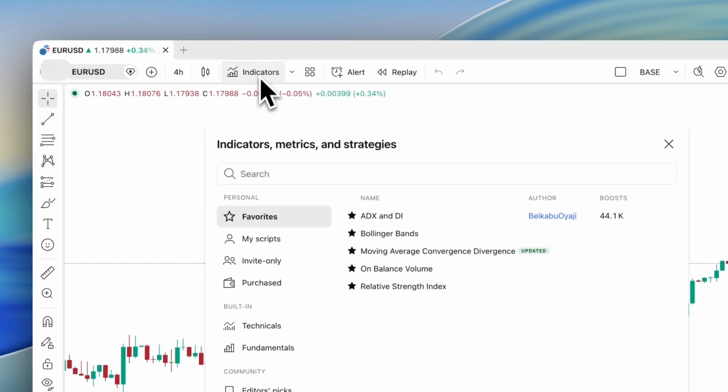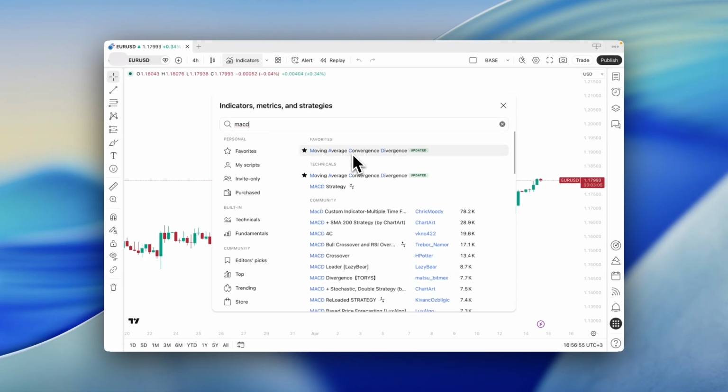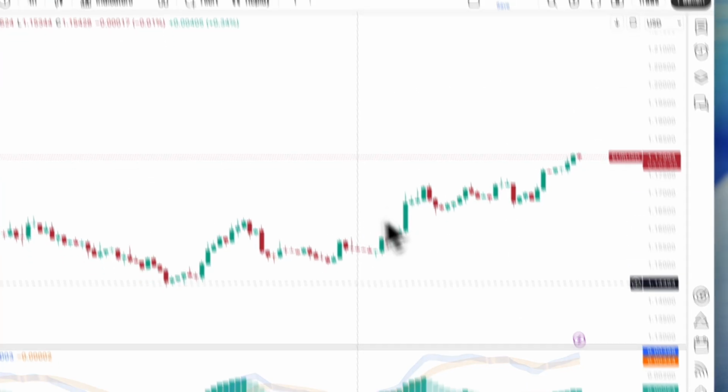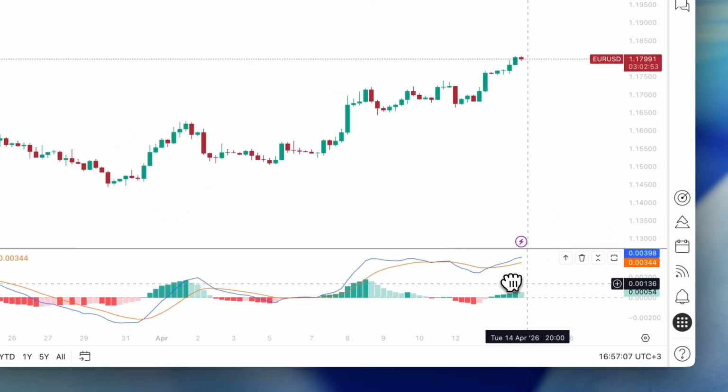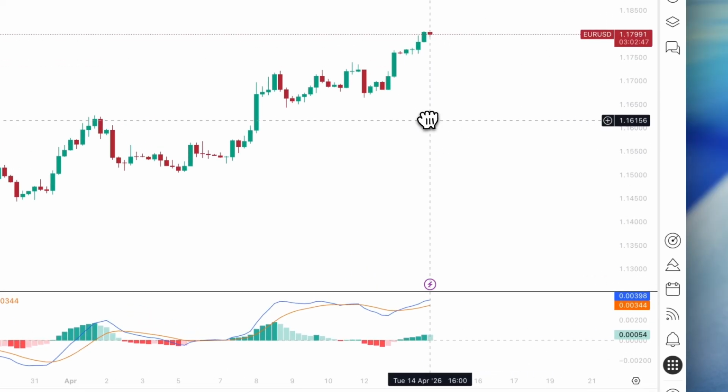So left-clicking on indicators and searching for MACD, you get the moving average convergence divergence indicator, which we have favorited. But if you have not, it is under the technicals, and it is this one here. Once you've added this in, you can see at the bottom of your chart that the MACD indicator has now been loaded in. The histogram below shows us the strength of the current move.